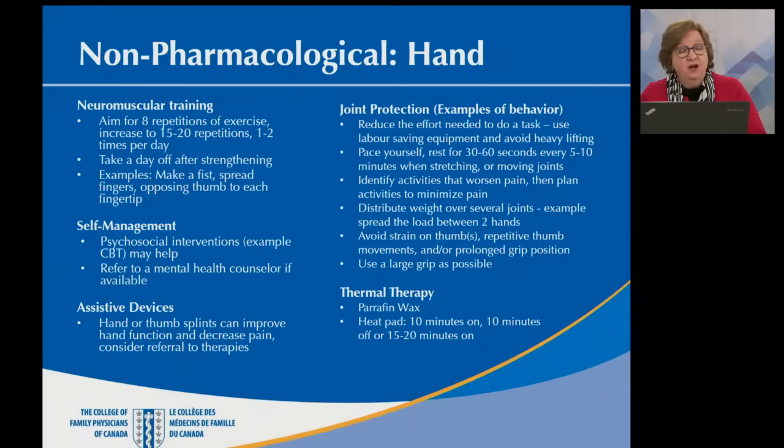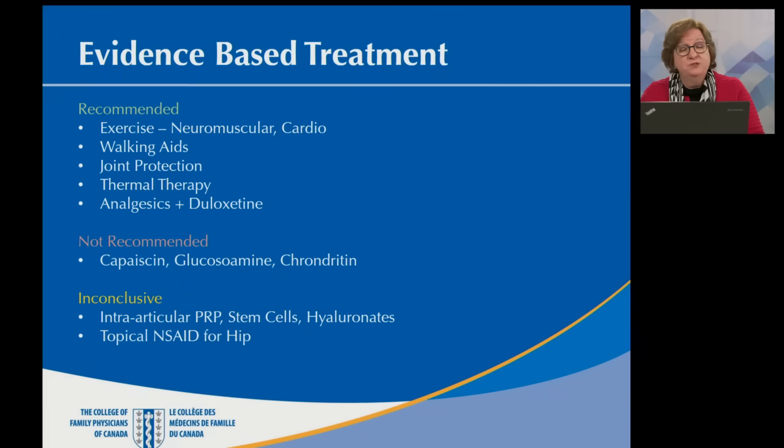So when we look at non-pharmacological management, we're still looking at overall exercise, joint protection, heat, and self-management. And I will say anyone with osteoarthritis can have, in addition, anxiety, sadness, and depression, and cognitive behavioral therapy is very helpful for helping them deal with the larger issues of changes in role and function. Evidence-based treatment is just as you have said: exercise, assistive devices, walking aids, joint protection, heat, analgesics, including duloxetine.